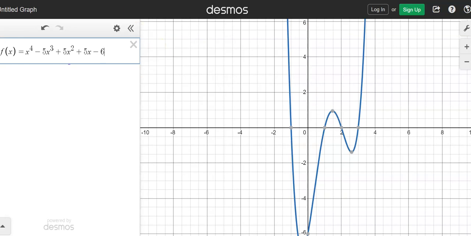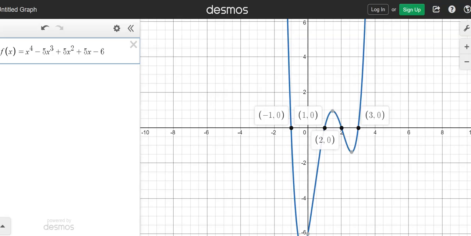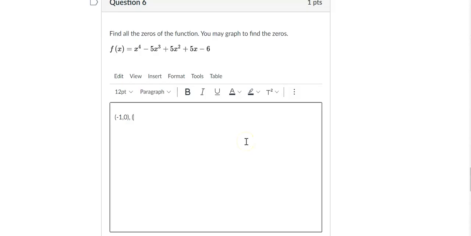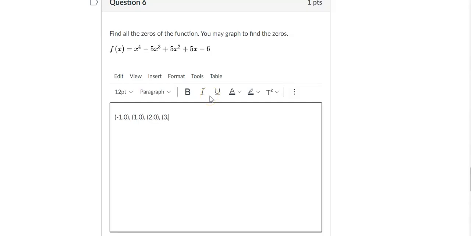This question is asking me for the zeros of the graph, so where it is crossing the x-axis. All 4 of these points will be my answer. So if I go back over here, it's going to be -1, 0, 1, 0, 2, 0, and 3, 0. And that would be how I get my answers here.